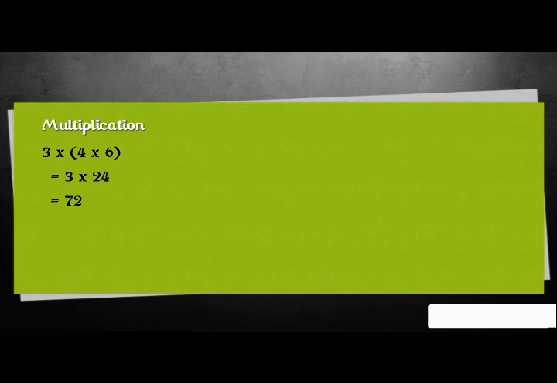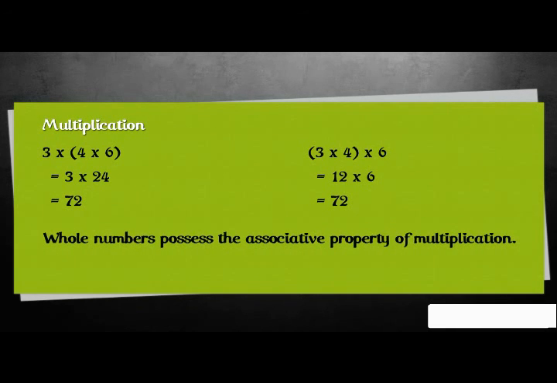Now change the position of the bracket to find the value of 3 into 4 in bracket into 6. First find the value of 3 into 4 to get 12 and multiply this with 6 to get 72. In both the cases, the answer is same. So we can conclude that multiplication is associative for whole numbers.